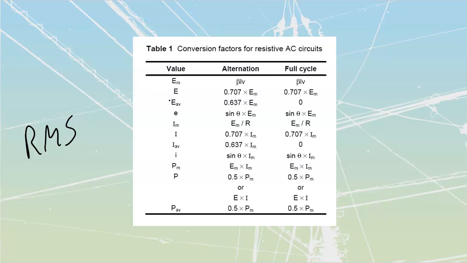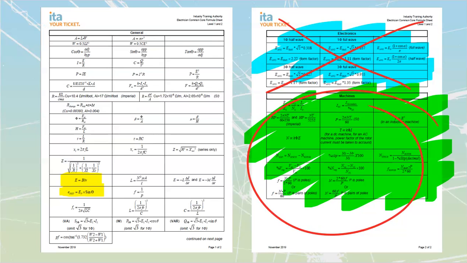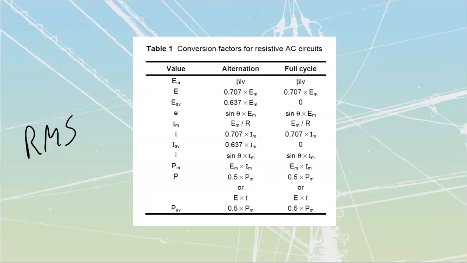RMS value is not going to be shown on your ITA sheet. They don't have that anywhere up top over here. They don't have that anywhere down here inside of the bottom. It is just an assumption that you would have that memorized before you ever end up at a standard level exam or interprovincial. And the way that we find our effective or RMS value is 0.707 of our maximum value. If we know the peak voltage, we'd multiply it by 0.707.